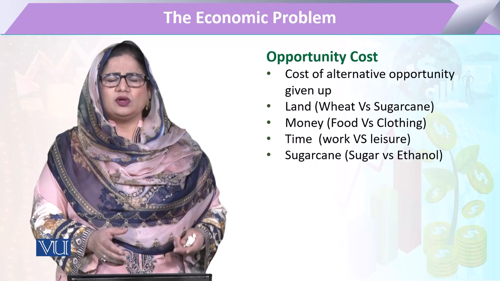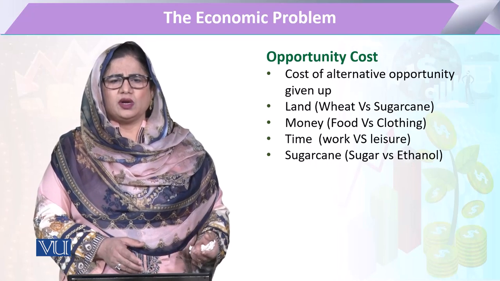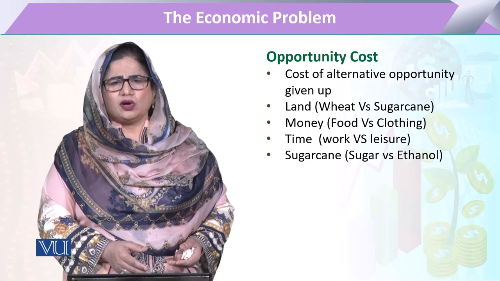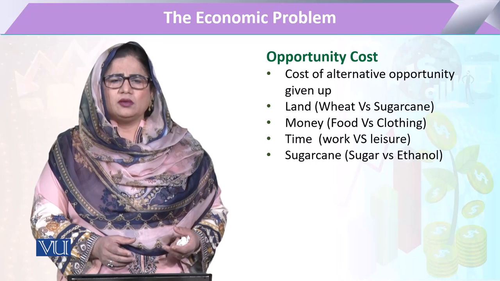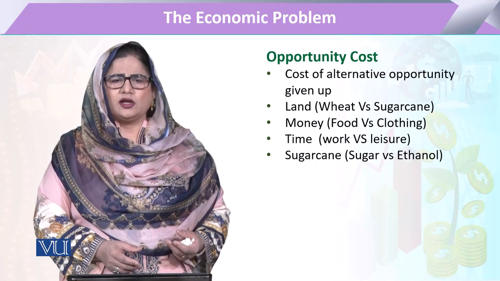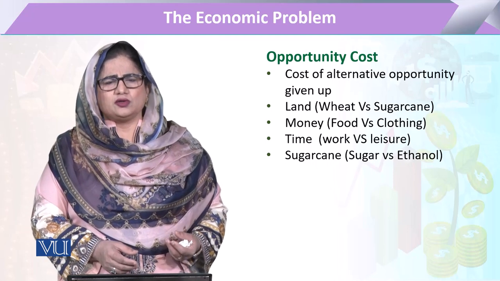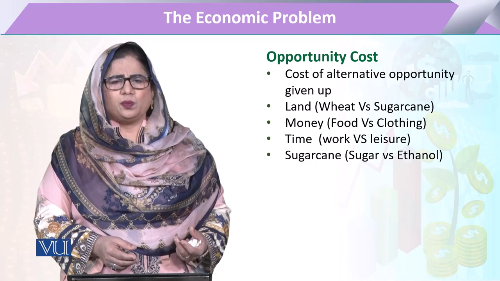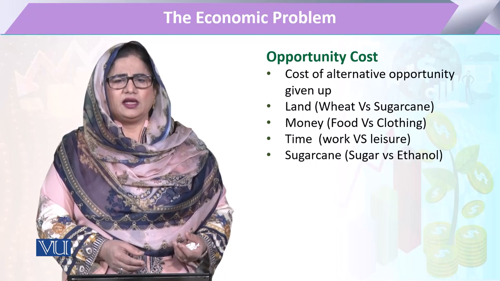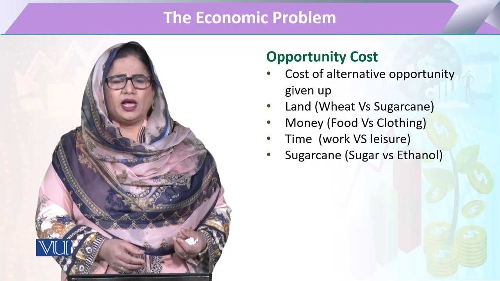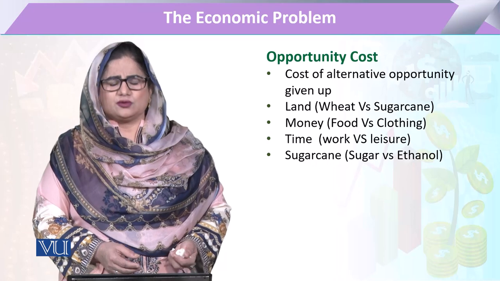So now the government has to decide whether the opportunity cost of sugar is more or the opportunity cost of ethanol is more. So this opportunity cost is basically a tool that gives the indicator to the producer or the consumer to decide or to prioritize the various activities that they have in their hand, which has to be allocated more resources and for which we have to allocate less resources.